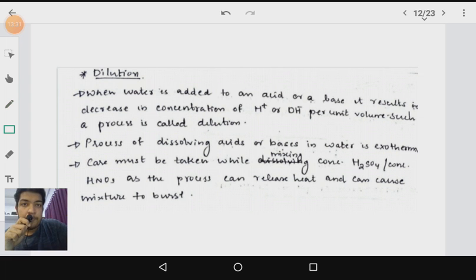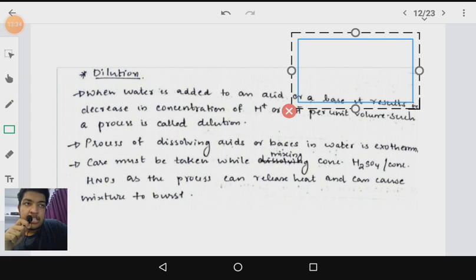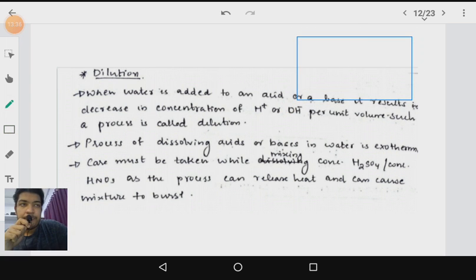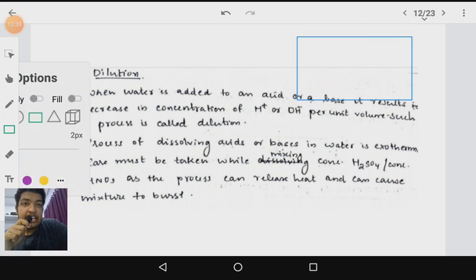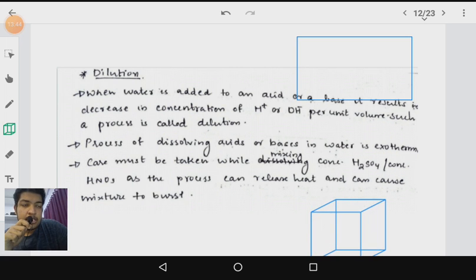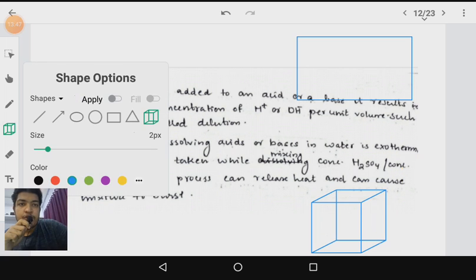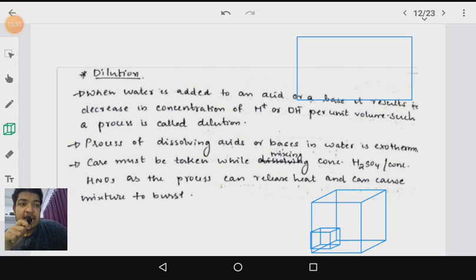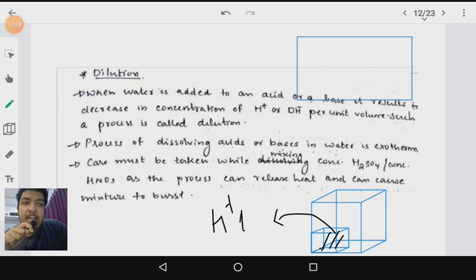What does it mean? So let us take a container. Suppose in this container there was some acid. So I'm going to take unit volume of this acid. It's better I will take a cube, and in this cube I'm going to take a unit cube. Unit cube means the cube which is having 1 centimeter in length, 1 centimeter breadth, and 1 centimeter height. So this is a unit cube. Initially there will be some amount of acid present in this unit volume, and in that acid there will be a high amount of H plus ions.